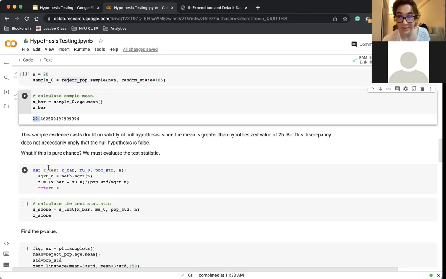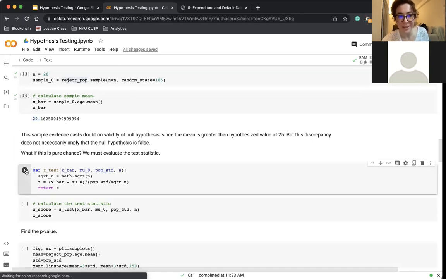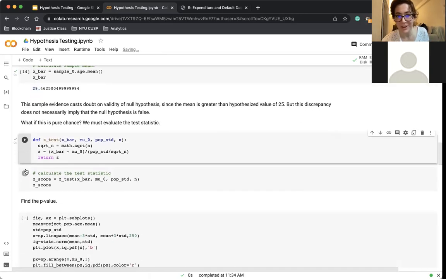Using our z-test to say, how far is this from the mean? And is it far enough that we can say it's statistically significant? But your hunch, I agree. It's not far away enough to say that it's significant enough. But now we'll use what we just learned to actually prove that with statistics.